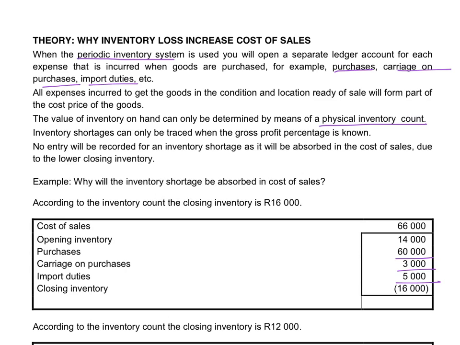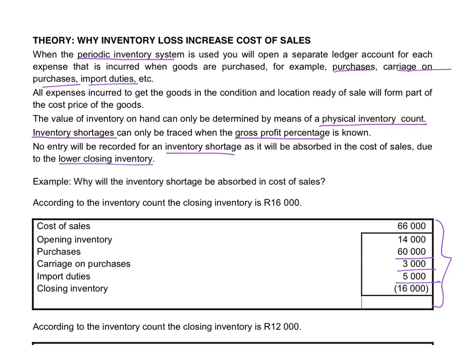You cannot determine inventory shortages or losses in the periodic system except when you have the gross profit percentage. Then you will use the gross profit percentage to calculate the cost of sales because the sales is available, and then you can do this calculation to determine what is your closing inventory. No entry will be recorded for an inventory shortage as it will be absorbed by the cost of sales due to the lower closing inventory.